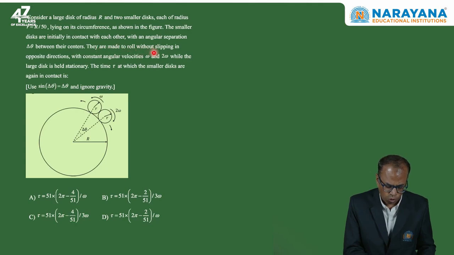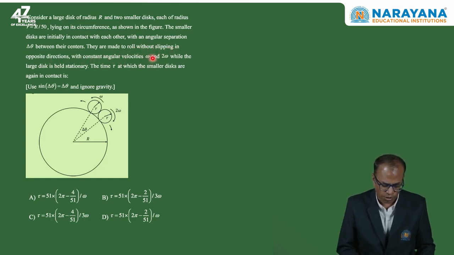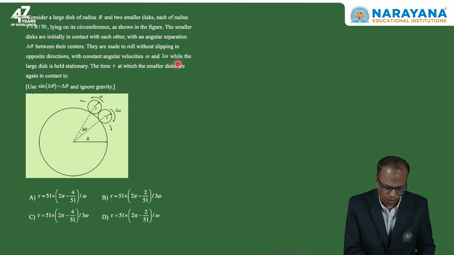They are made to roll without slipping in opposite direction with constant angular velocity omega and 2 omega. As you can see in the diagram, this one is turned counterclockwise, so it starts going in this direction. This one is turned clockwise, so it starts going in this direction. So they are made to roll without slipping. Now this keyword is important, roll without slipping in opposite direction with constant angular velocity omega and 2 omega, while the large disk is held stationary.